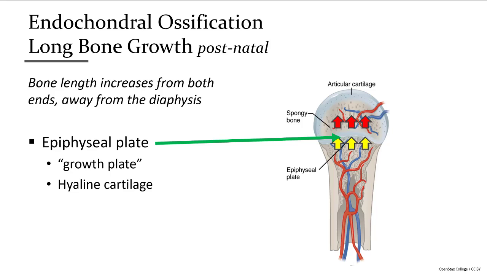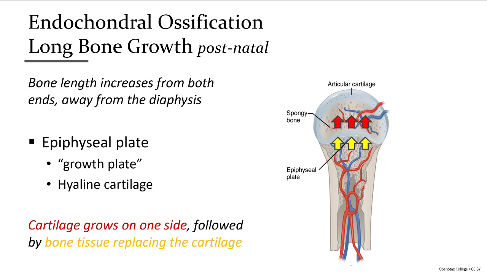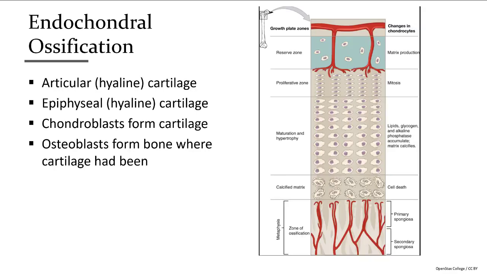So we see the epiphyseal plate, which is the growth plate here, and it's also made of hyaline cartilage. The cartilage is growing on one side, which is going to be, in this image, the red side, followed by the bone tissue invading behind it. So the more the cartilage is growing, the more the bone has to invade behind, and the taller the person will be. So endochondral ossification really requires the articular hyaline cartilage.